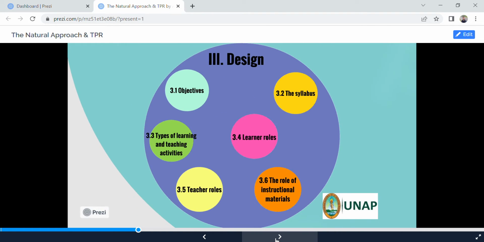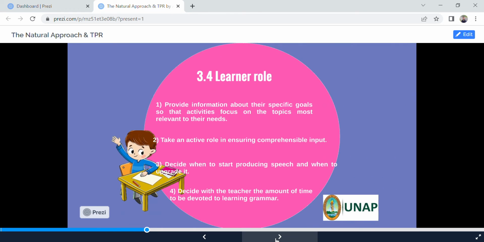Then, what is the learner's role in this natural approach? The learner has to provide information about their specific goals so that activities focus on the topics most relevant to their needs. Take an active role in ensuring comprehensible input. Decide when to start producing speech and when to upgrade it. Decide with the teacher the amount of time to be devoted to learning grammar.